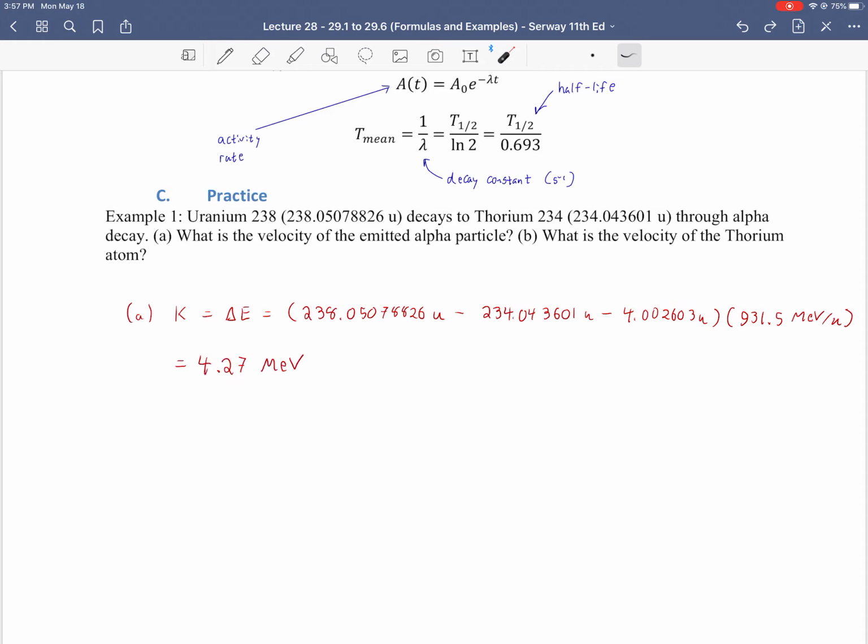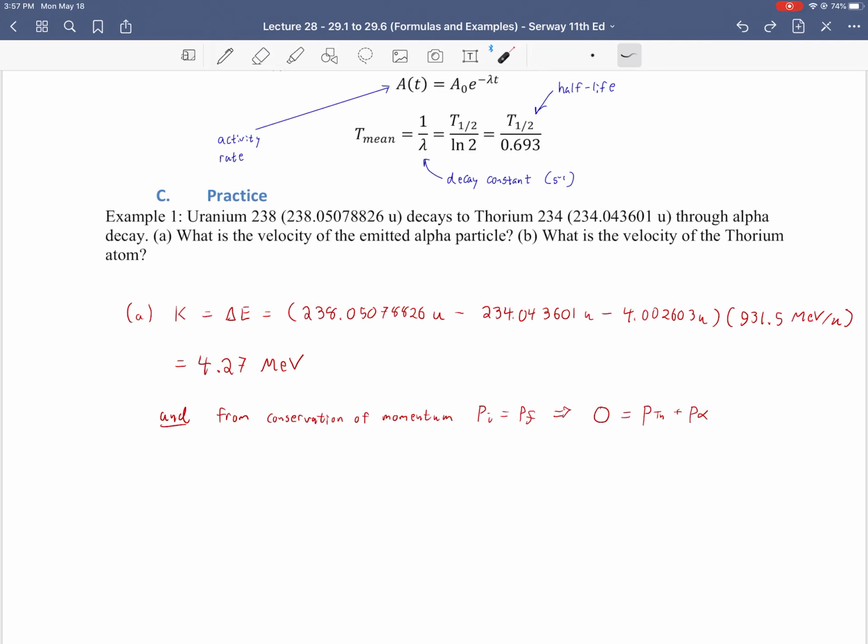Okay, and so that turns out that through this process of radioactive decay, we have a net gain of 4.27 mega electron volts. So we have less mass, thus that mass had to become energy, and we're assuming then that energy is going to become the kinetic energy of the two products. We're not assuming any of that energy is going to become pure photons. We're assuming all the energy is going to become the kinetic energy of the thorium and the alpha particle.